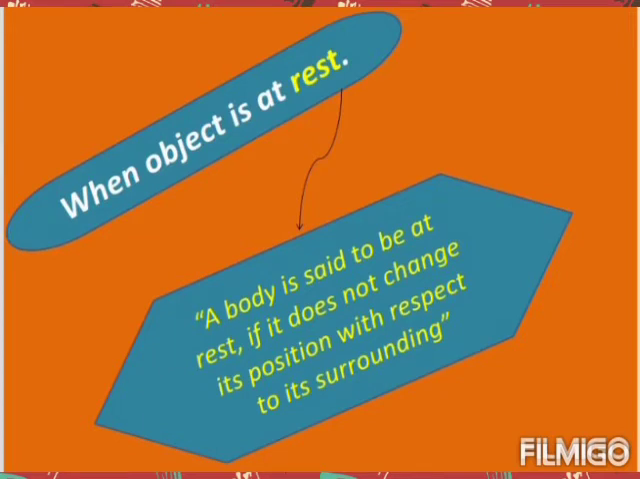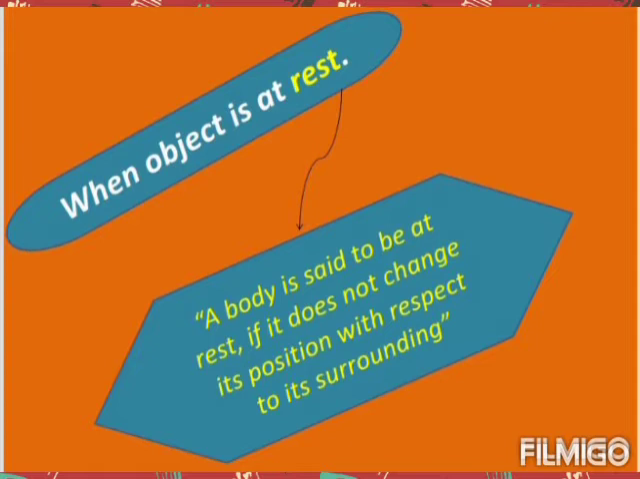Now we have to discuss the different cases for the distance time graph, that is, in different cases which type of graph we have to draw. Okay, the first case: when we observe an object and that object is at rest, it means there is no motion of the object. A body is said to be at rest if it does not change its position with respect to its surroundings. So we can say that the object is at rest.